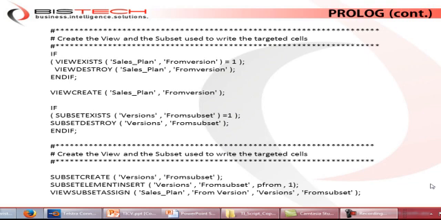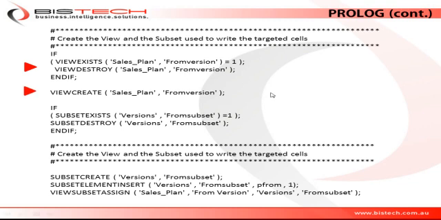So this is the third section in the PROLOG tab, where I'm going to create the view that I use to read the cells from the version selected by the end user. So if the view exists, I'm going to delete it. By the way, the view is called fromVersion, and then I create that view. Then if the subset called fromSubset exists, I delete it, and then I will create it, insert an element in that subset using the value in the prompt, so that's the version selected by the end user, and then I will assign this subset to the view.